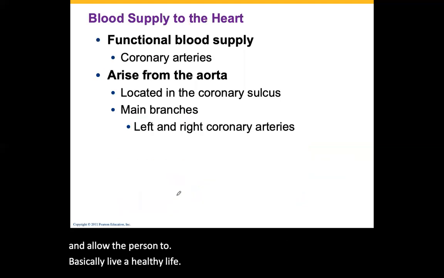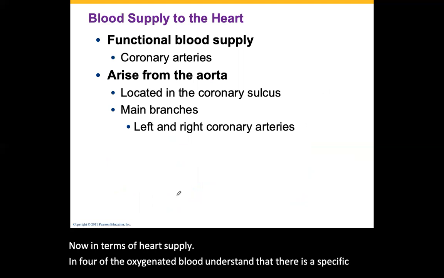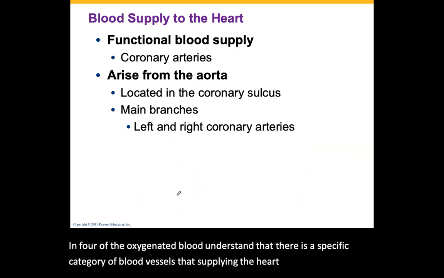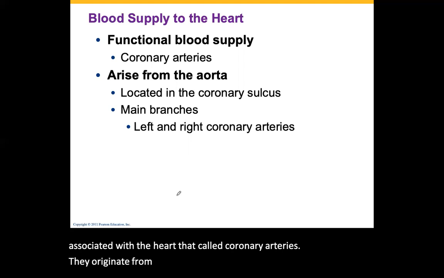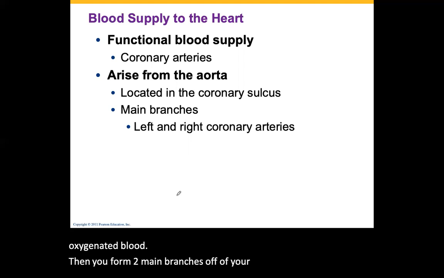Now, in terms of the heart's supply of oxygenated blood, understand that there is a specific category of blood vessels that supplies the heart itself. Because they're associated with the heart, they're called coronary arteries. They originate from the aorta, which is logical since the aorta is carrying oxygenated blood. And you form two main branches off of your aorta, known as the left and right coronary arteries.